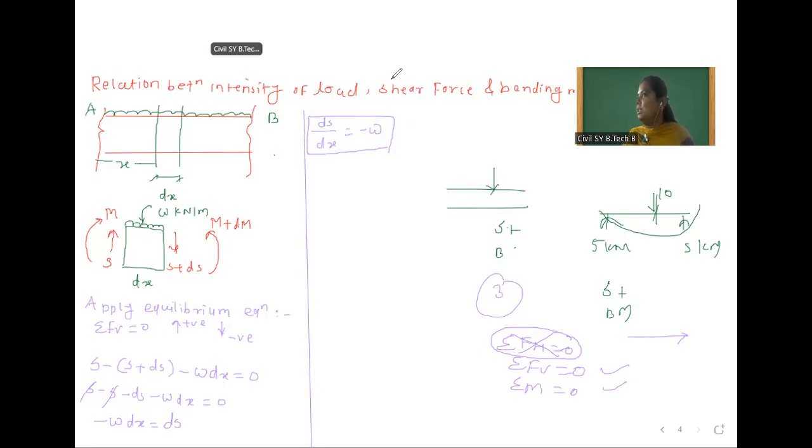Now we will see what the relation is between shear force and bending moment. For this we have to apply the second equilibrium condition. And what is our second equilibrium condition? Moment. We will apply it here.